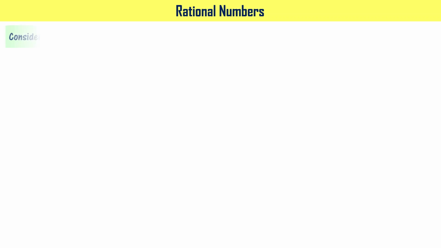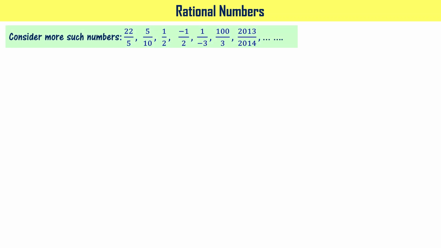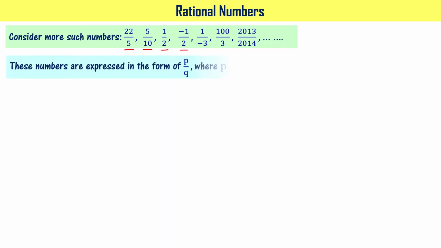Now let's learn about rational numbers. Consider more such numbers. We have seen 22 by 5, 5 by 10, -1 by 2, 1 divided by -3, 100 by 3, 2013 by 2014. All these numbers, if you observe, are called rational numbers. We'll see what is the reason for calling them rational numbers. And another interesting point you can make out here is that these numbers are expressed in the form of P by Q, right? Where P and Q are integers.